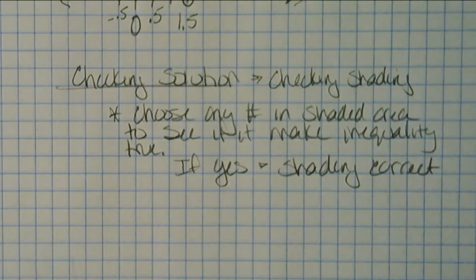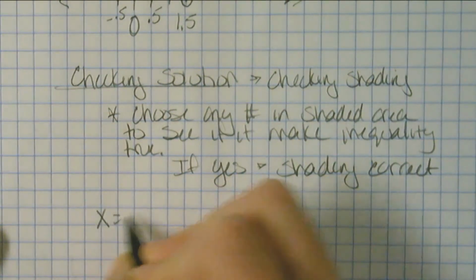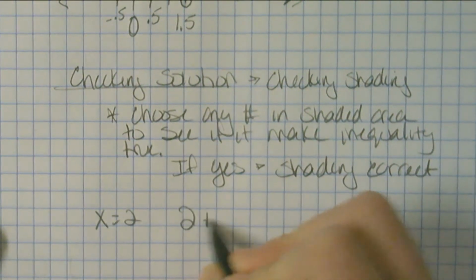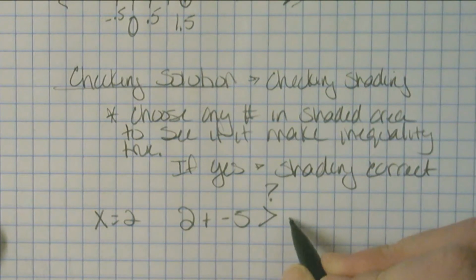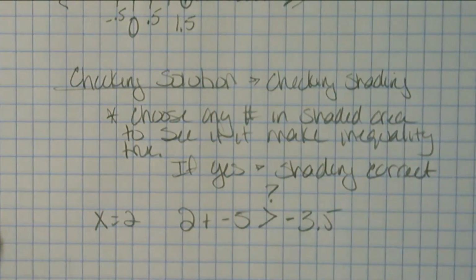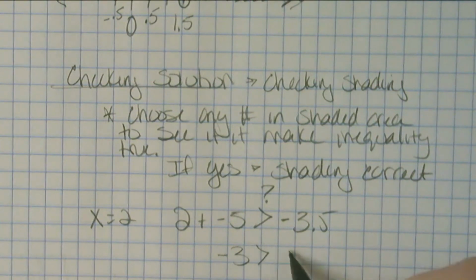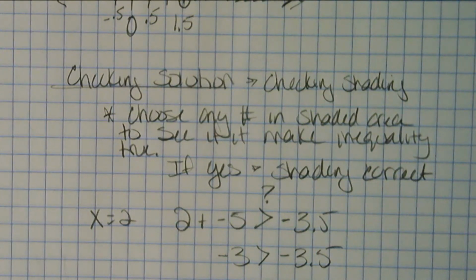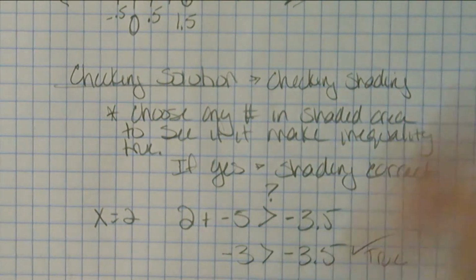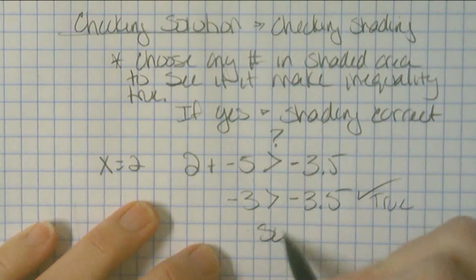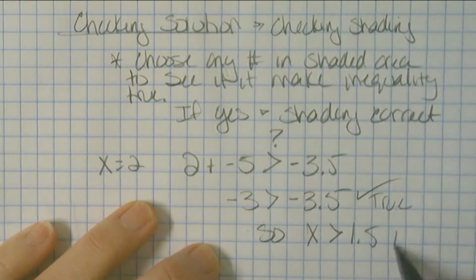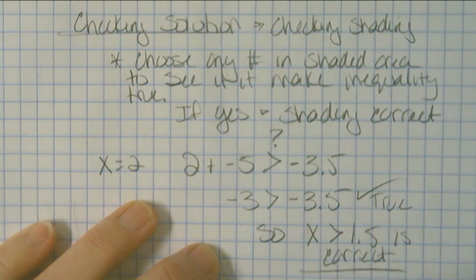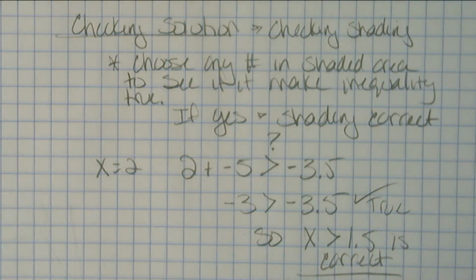I'm just going to choose 2 just because it's easy. So I'm going to check if x equals 2. So if I have 2 plus a negative 5, I'm looking to see is that greater than negative 3.5. All right, well negative 3, is that greater than negative 3.5? What do you guys think? Yeah, this is true. So my solution is correct. I'm going to say true. So x is greater than 1.5 is correct. That's really what you just proved. That shading is correct.